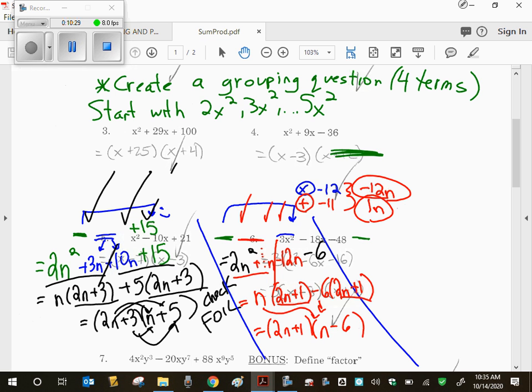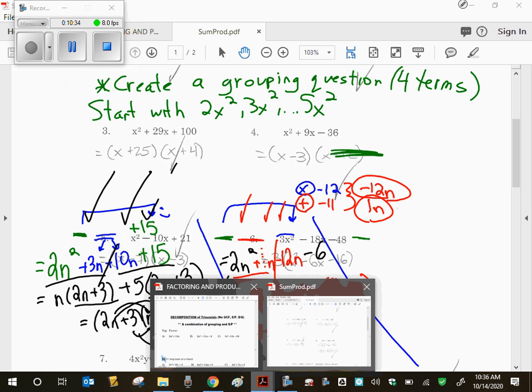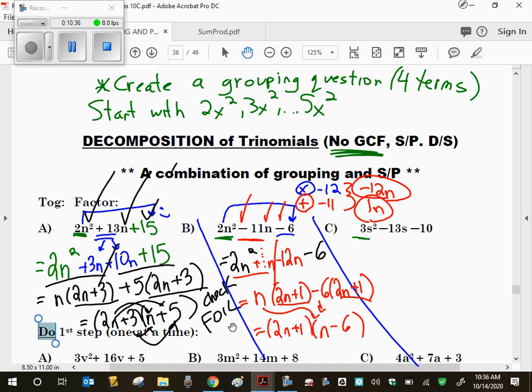So sum products that start with x squared, do them like we did last week. Put the numbers in the brackets. These ones that don't start with x squared, these are the ones where you have to find the middle terms and decompose them.